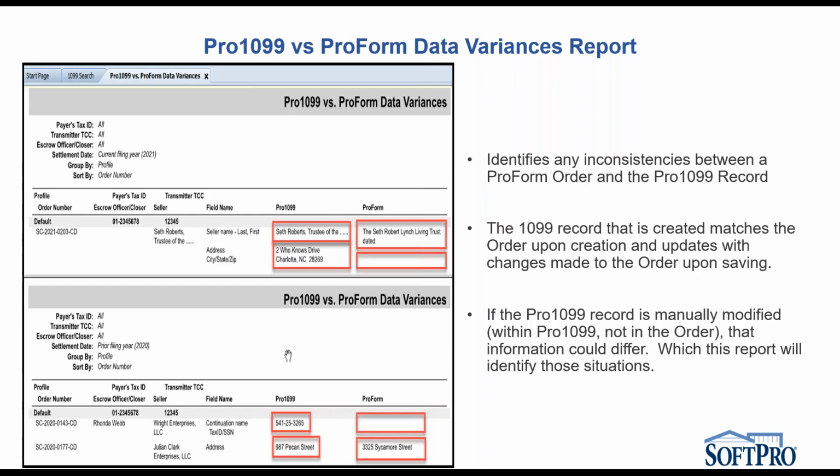So again, Pro 1099 Pro Forma data variances is a really good report just to make sure that everything's jiving, because personally I want all of my social security numbers, all of my forwarding addresses, everything in my order. And truly, unless it's a special circumstance, I really don't want to be changing a whole lot, except for creating manual 1099s if needed, or if I had to update a name just for IRS purposes. That's probably the only time I should see a variance on this report.